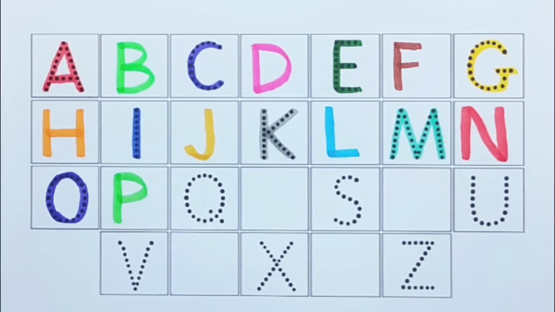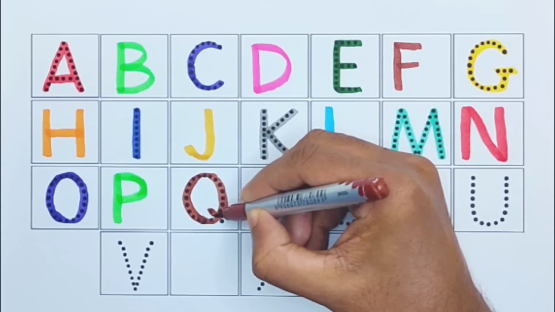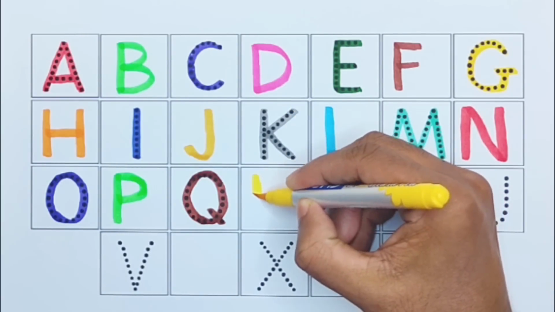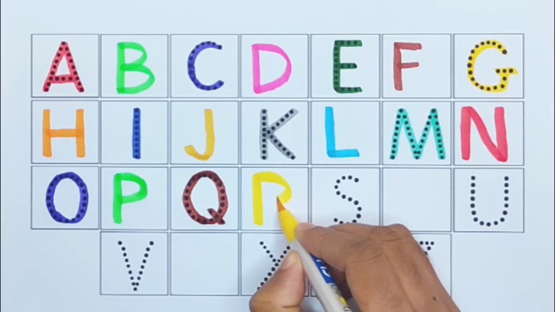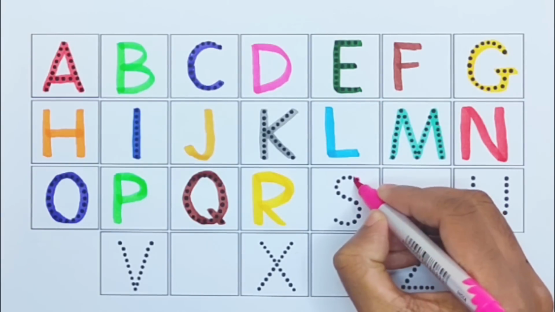P for pineapple. Brown color. Q for queen. Yellow color. R for rainbow. Pink color.